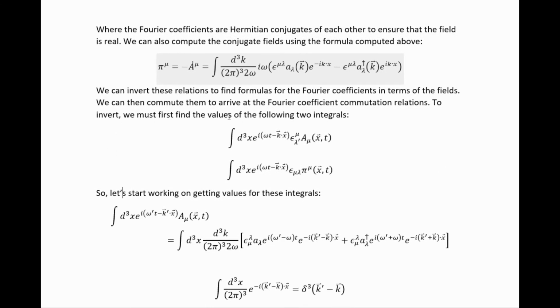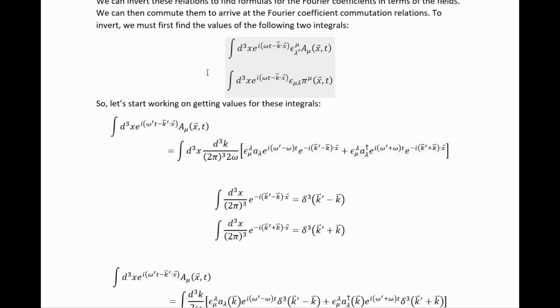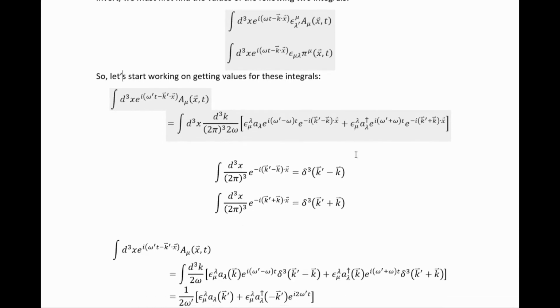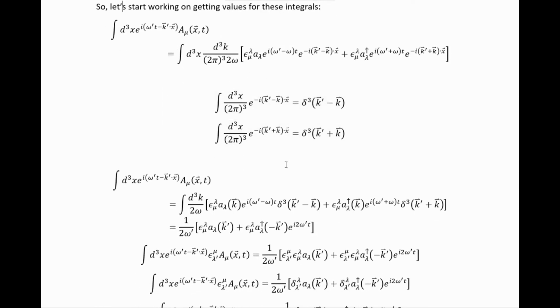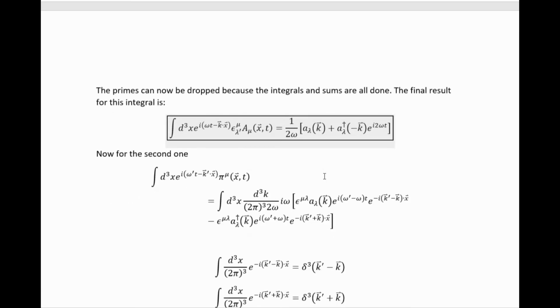To invert, we must first find the value of these two integrals. I started by doing a slightly different integral, and then I'll contract it with the polarization tensor later. Plugging in the formula for the a mu and reworking the exponentials a little bit gives us this. We can now do this x integration using these integrals, which gets us here. Then we can use these delta functions to do the k integration, which gets us here. Then we can remember the formula for the contracted polarization tensors, and that gives us this and ultimately this result. Now that we're done, we can drop the primes and we have this formula.